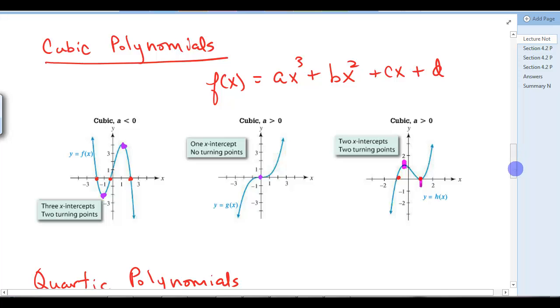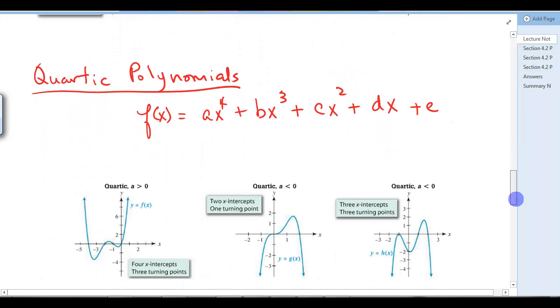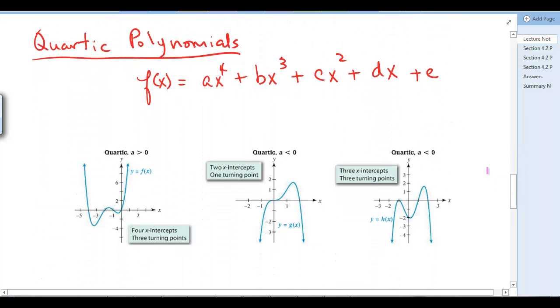Okay. All right. Quartic, that's 4th degree. So in this one, we've got 4 x-intercepts, 1, 2, 3, 4, and 3 turning points. 1, 2, 3. 2 x-intercepts and 1 turning point, because we're increasing. We don't start changing to decrease till right there. 3 x-intercepts and 3 turning points here, here, and here.